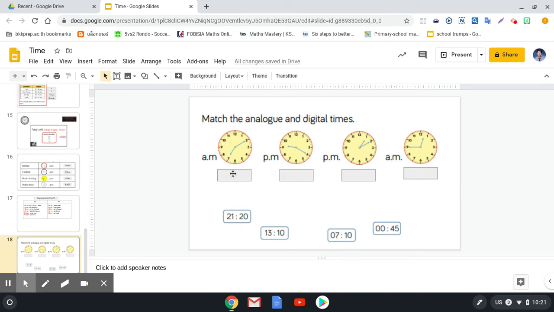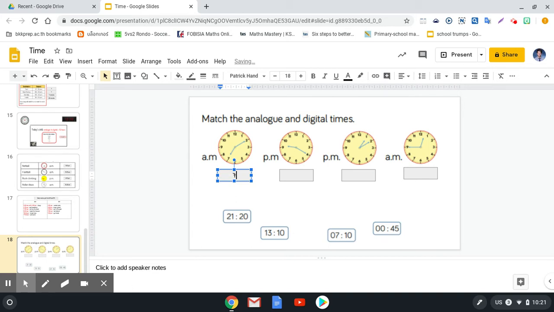I can see this first one here. The short hand is pointing at 7. Remember your colon. And then the longer hand is pointing at 2. Remember, every one number on an analog clock is 5 minutes. So the long hand would have started here and gone 5 minutes, 10 minutes. So this one shows 7:10 a.m.